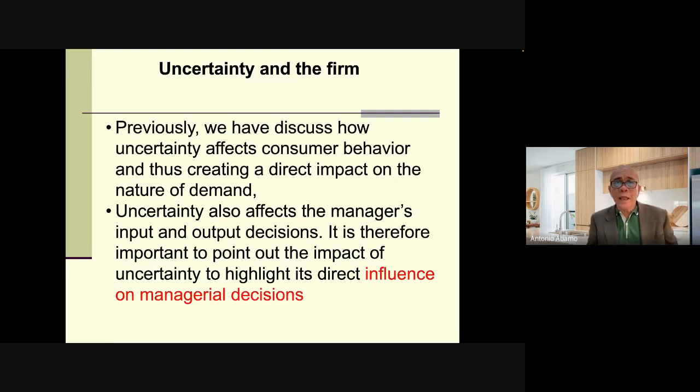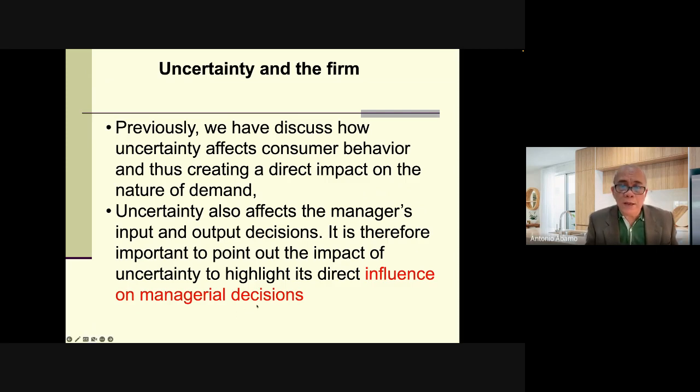Now we proceed with uncertainty and the firm. Kanina, it was uncertainty and the risk averse consumer. The uncertainty creates risk. We were dealing with the risk averse consumer. Previously we discussed how uncertainty affects consumer behavior, thus creating a direct impact on the nature of demand.